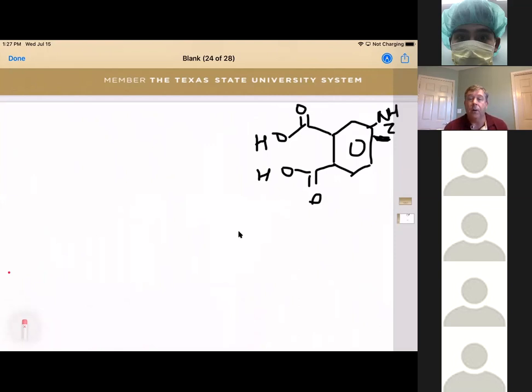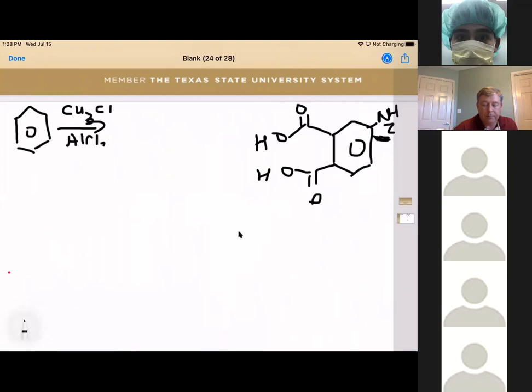Okay, so what I think we want to do is we want to start with benzene and add a methyl group to it. So if we start with benzene, okay, and we add a methyl group to it using methyl chloride and aluminum chloride right here, and we get our first derivative here, CH3 right here.